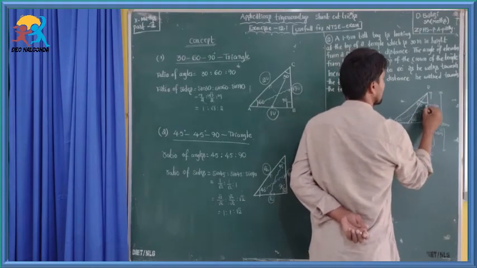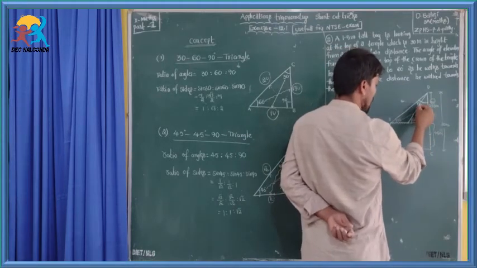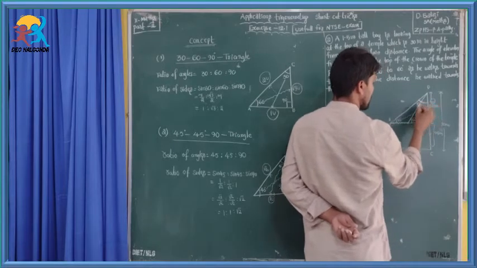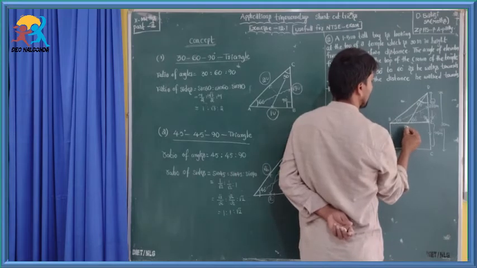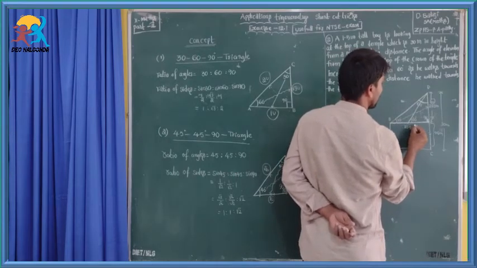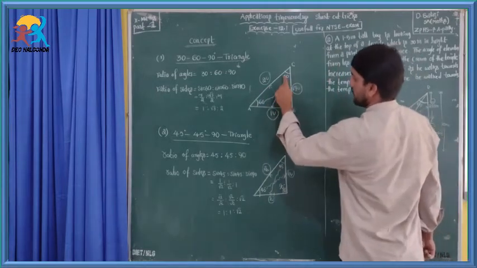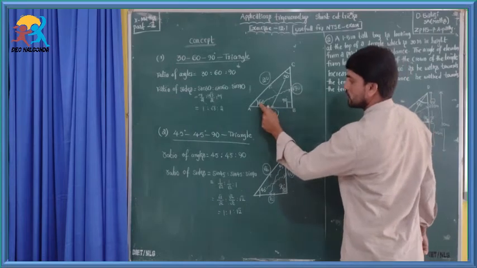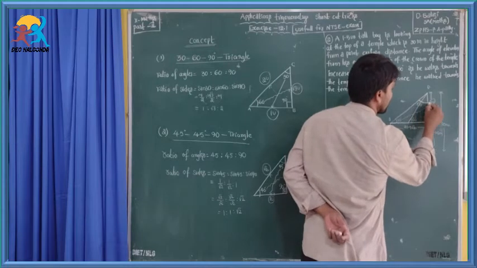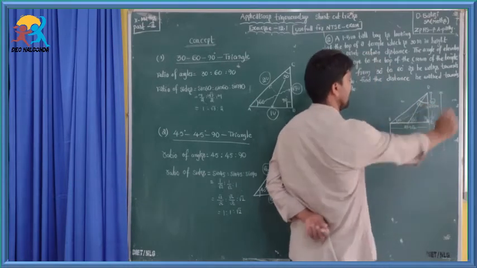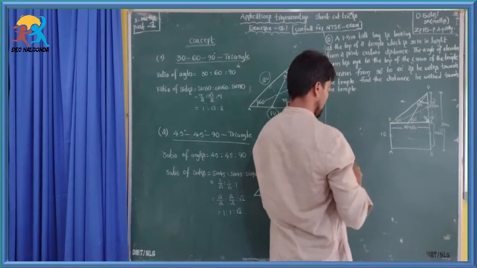Opposite to 30 degrees is 1 unit. 1 unit value is 28.5. Then opposite to the 60 degree angle, that is this side, how much length is it? It is 28.5 root 3 units. Since in this triangle the 30 degree opposite side is 1 unit, the 60 degree opposite side is root 3 units. 1 unit value is 28.5, so the 60 degree value is 28.5 into root 3. This length BE is 28.5 root 3 units.